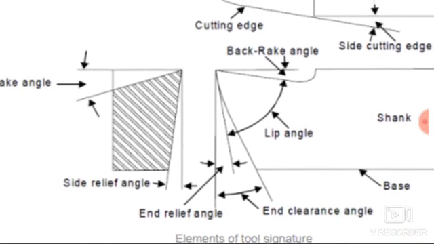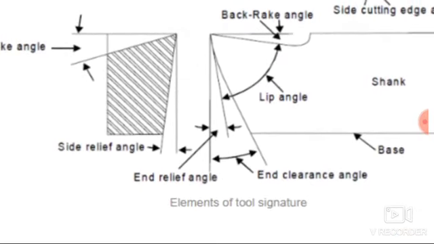Now we will discuss the next angle, that is the end relief angle. Here you can see the end relief angle. The angle between this line and this line is known as the end relief angle. It is the angle made by the surface immediately below the nose of the cutting tool. This point is known as the nose of the cutting tool. The angle made by the surface immediately below the nose and a line perpendicular to the base of the cutting tool, measured in a plane which is perpendicular to the flank of the cutting tool, is known as the end relief angle.